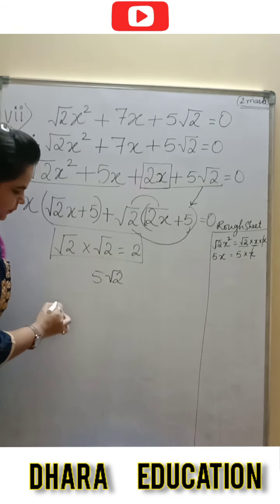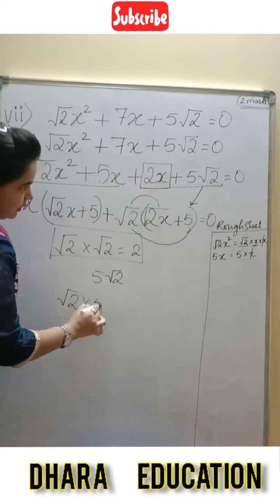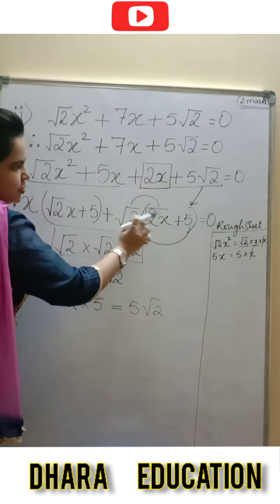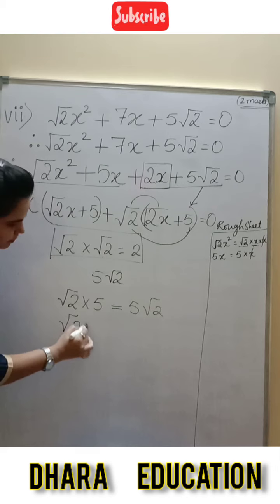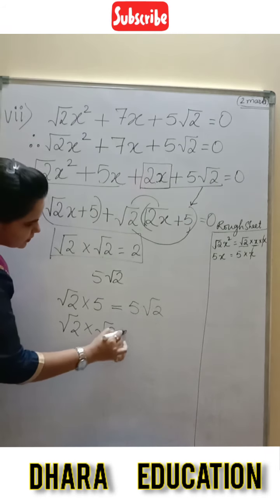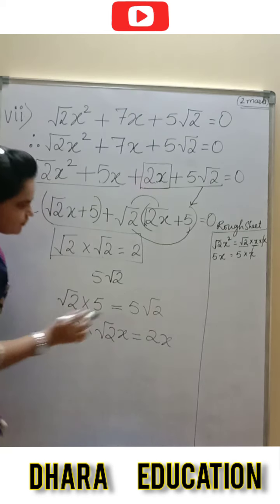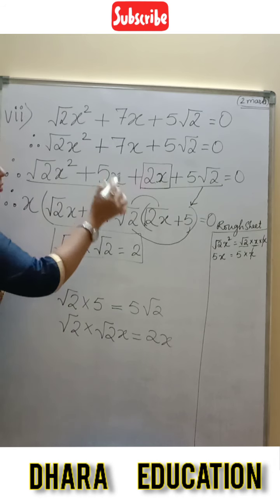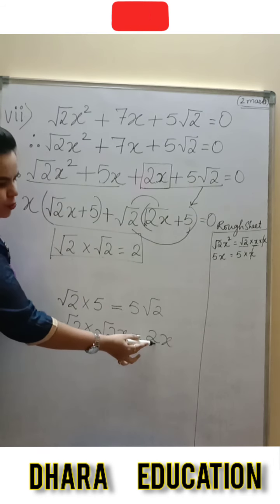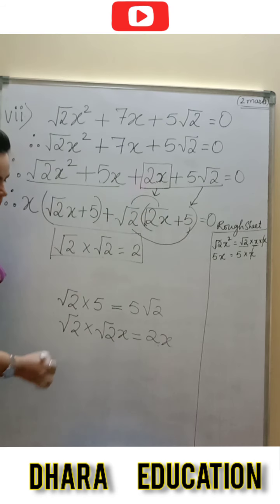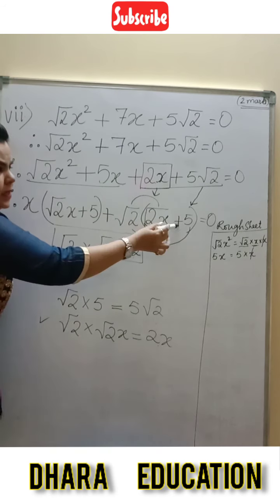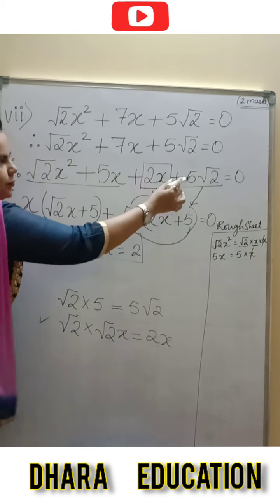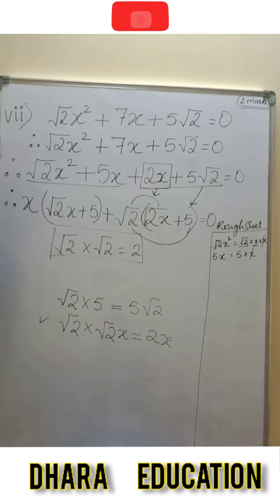I am repeating once again. Root 2 multiplied by 5 gives you 5 root 2. This condition I am writing over here. Root 2 multiplied by root 2x gives you 2x. I am explaining one more time. Please concentrate now. Root 2 multiplied by root 2x gives you 2x. This is the condition. Another one, this is done. Plus, root 2 multiplied by 5 gives you 5 root 2. Am I clear on this point?